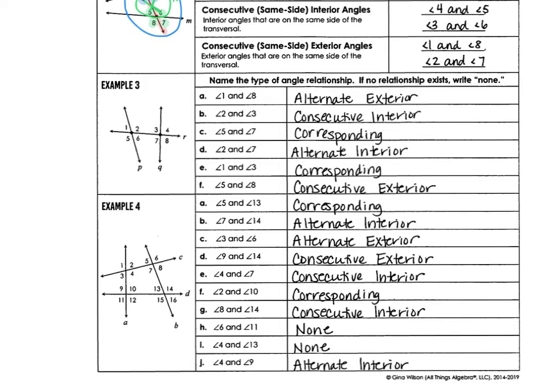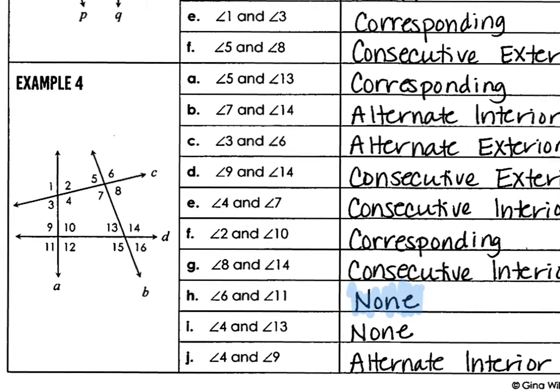But I also want to take note of these nones. Let's look at that specific one right there. So angle 6 and angle 11. Well, since angle 6 and angle 11 are not being created by the same transversal, there is no relationship there.